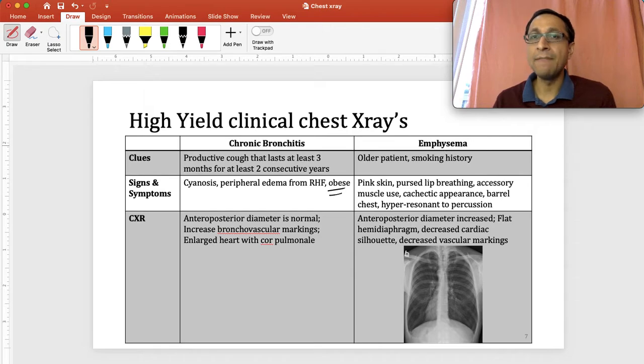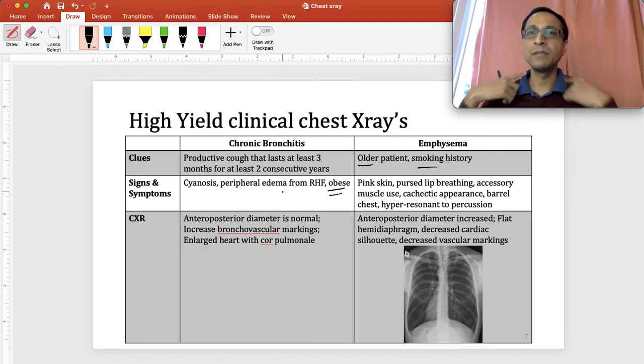On the flip side, emphysema, look for an older patient with a smoking history. Very important. These are also called pink puffers. These are called blue bloaters. Blue bloaters, chronic bronchitis, pink puffers, emphysema. Pursed lips breathing, very common. They also use their accessory muscles. They have a very cachectic appearance. They appear very thin, older and thin patient.